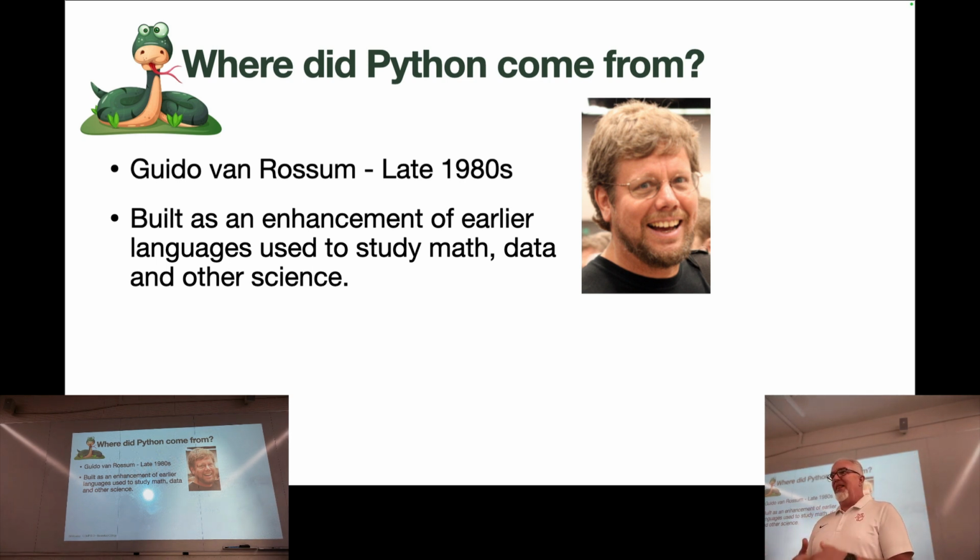What he found was the language that he was using, which was called ABC, had some great things. It did most of what he wanted it to do, but it had a few features that would have helped him do his job a lot better and faster and easier. And so what he did, because he was a super nerdy kind of guy and very motivated, is he wrote his own programming language called Python.